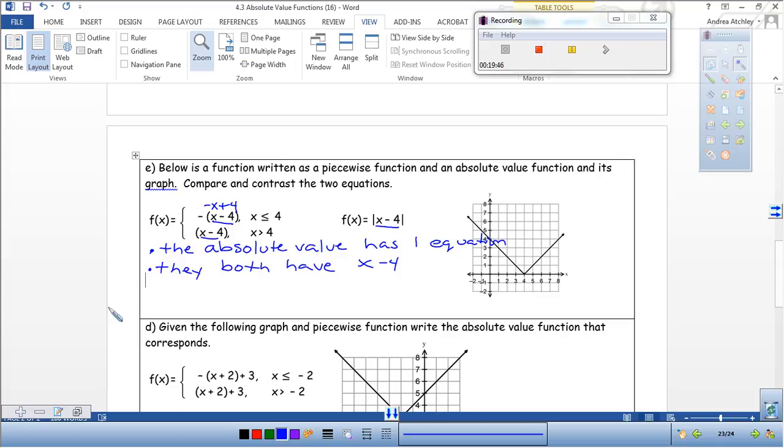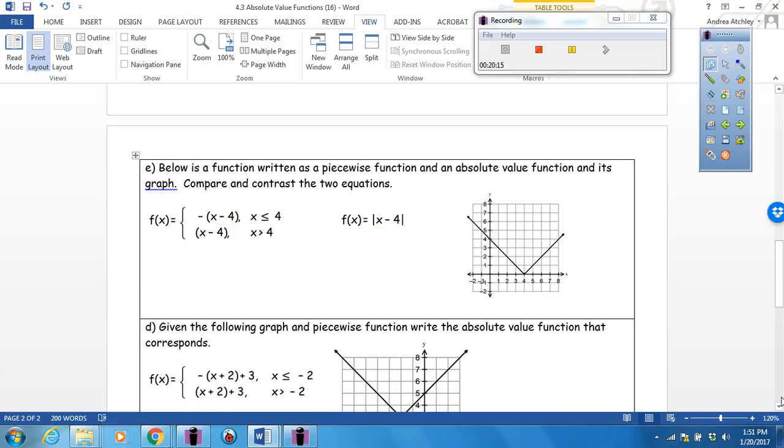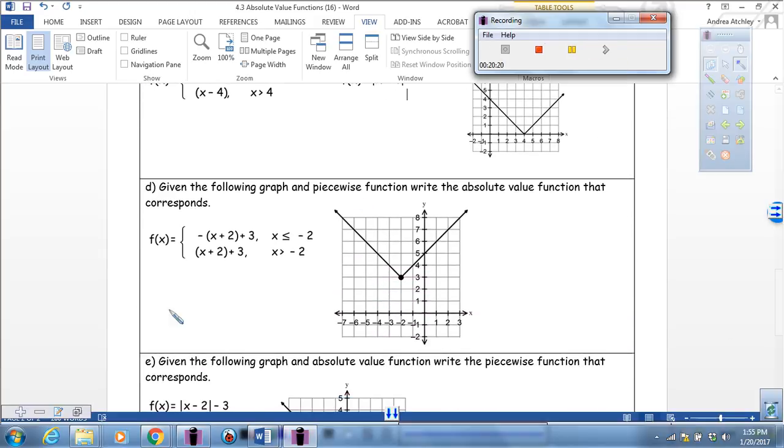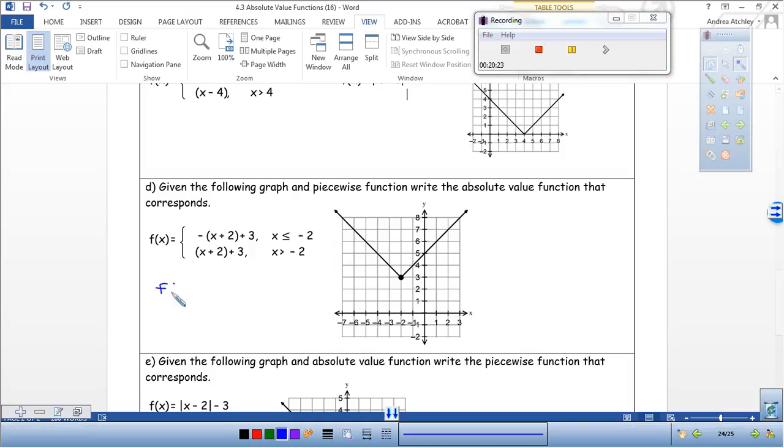Okay, this is the one that we care about between these two. So you could just take what's inside the parentheses and put it in bars and get the absolute value function, right? Okay, so I want you guys to take this piecewise function and write it as an absolute value function. What would it look like if I wrote it as an absolute value function? Okay, so it should be f of x equals the absolute value of x plus 2, and then outside of it, plus 3.